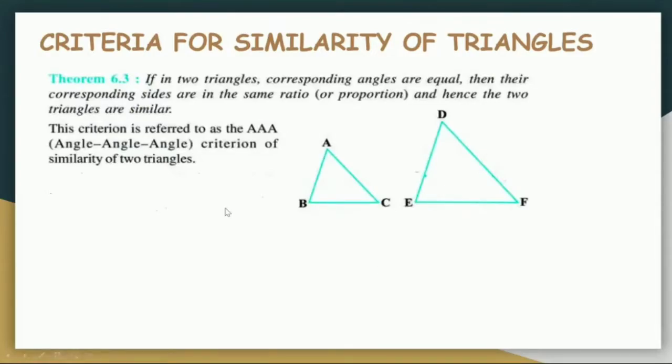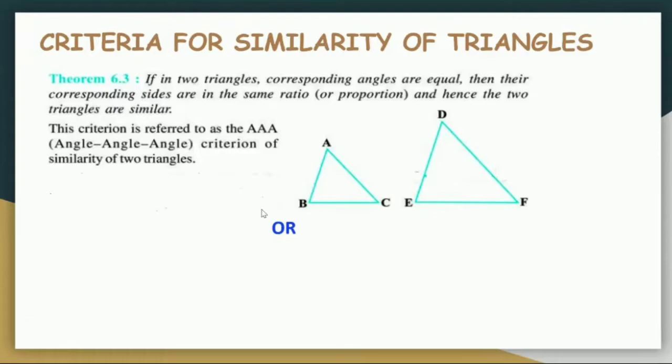Theorem 6.3 says that if in two triangles, corresponding angles are equal, then their corresponding sides are in the same ratio and hence the two triangles are similar. What do you mean by that? That in case I have a triangle ABC and triangle DEF, and the angles of triangle ABC are respectively equal to angles of triangle DEF, in that case, automatically the sides will also come out to be proportional and hence the triangles are going to be similar.